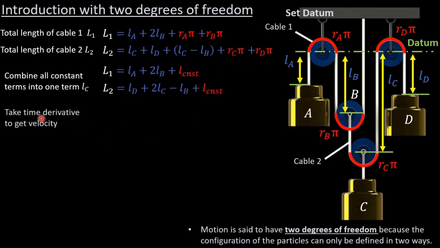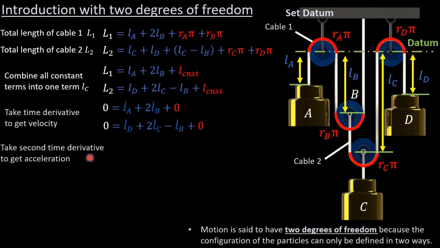So next we take our time derivative to get velocity. So hopefully by now you're comfortable with that. So I'm just going to do that here and here. Okay, so these are our time derivatives. Okay, so notice how I got 2 times L sub C dot, because I've got an L sub C here and an L sub C there. Okay, and this is a minus. So we get left with that.